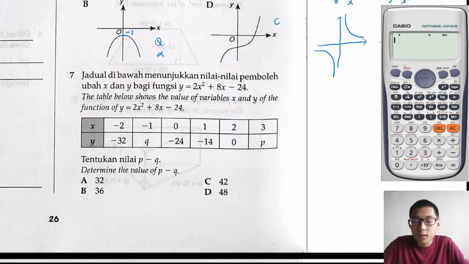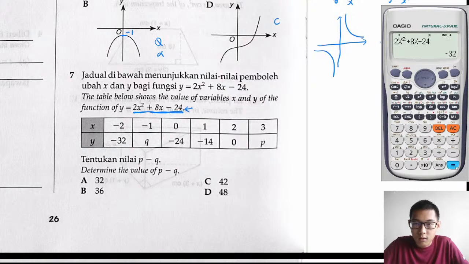Okay, so we'll see. If you want to input or key in this function, if you want to write down y also can, don't want also never mind, because I just want to find the value of this. So I use 2 alpha x square, plus 8x, use alpha and use this, minus 24. Calculate when x equal to -2.